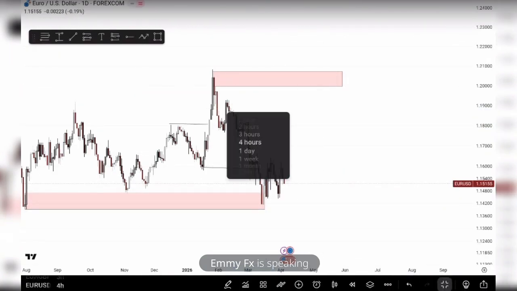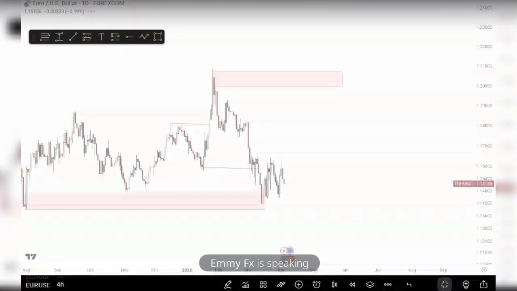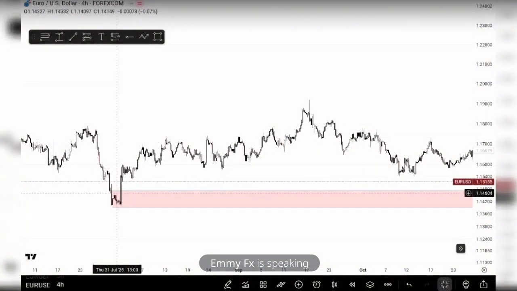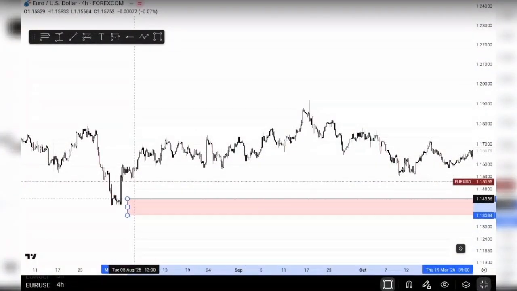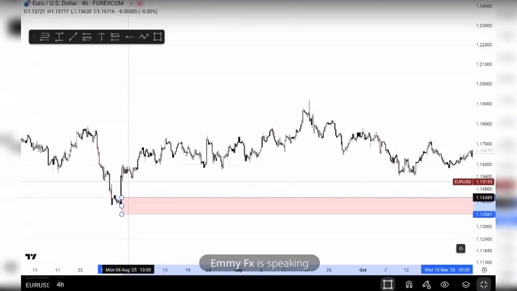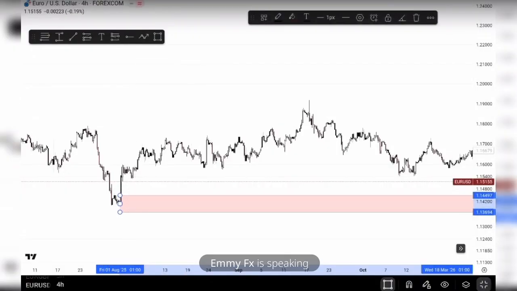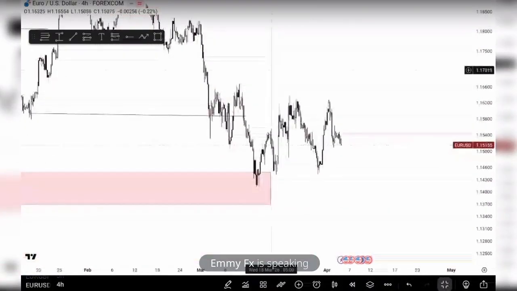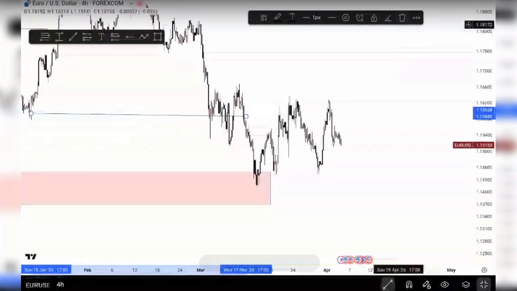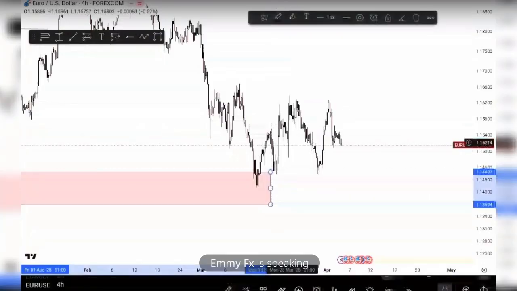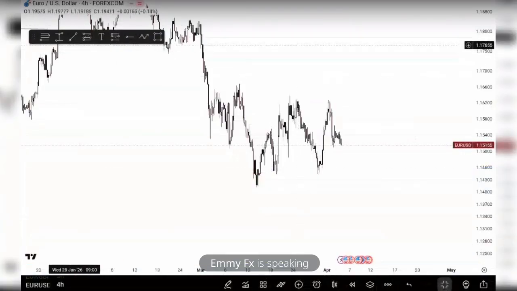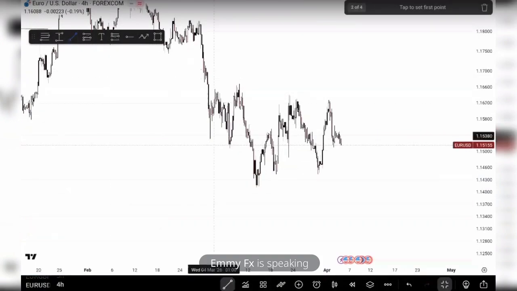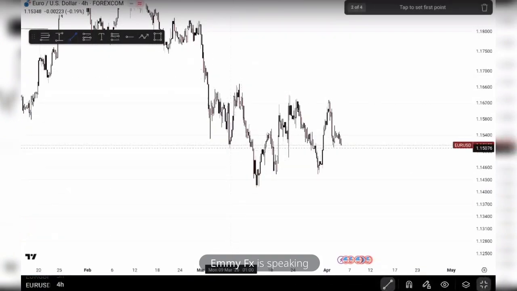the 4 hours time frame. Now remember, price is reacting from where? The demand zone. Here's the demand zone in which price is reacting. Now from this demand zone, we had the last break of structure. Where is the last break of structure? This is the last break of structure. Let me mark it out. This is the last break of structure.